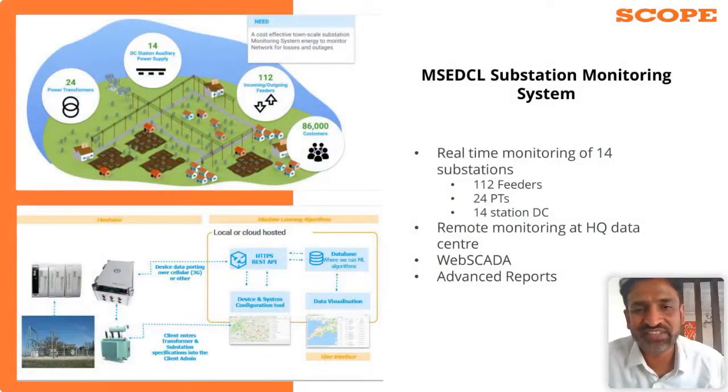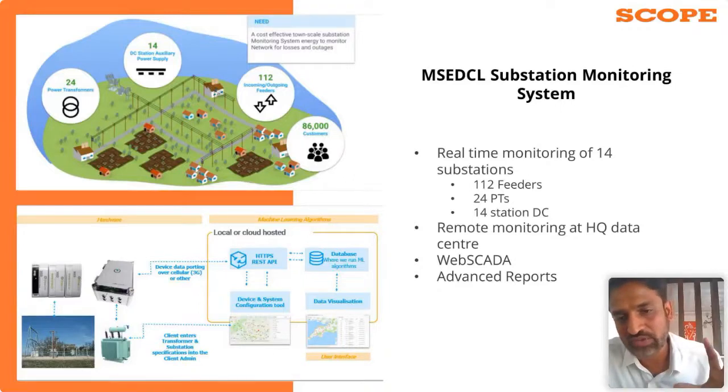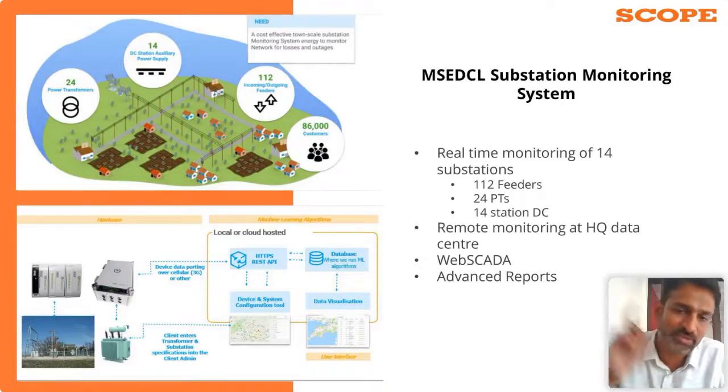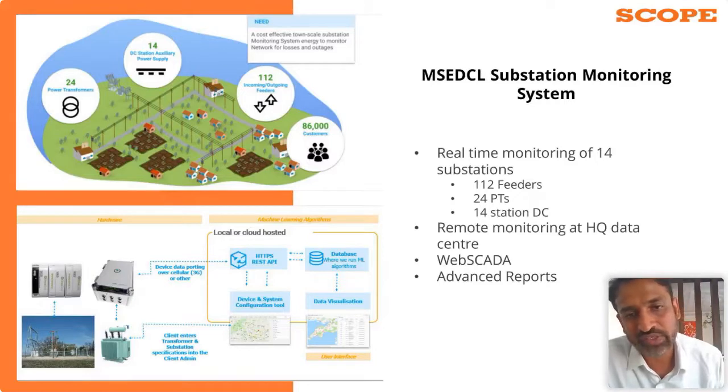Then for MSCDCL, we have given the IoT system. Here we have installed, for the DISCOM, a complete system of monitoring and control of a particular substation, where I have installed the RTU or FRTU, collecting the data from the breaker. I have also collected data from the transformer: we are monitoring the transformer oil temperature, winding temperature, and the complete transformer monitoring system. All this data is connected to the RTU, and the RTU sends the data to the control center where we have installed our SCADA system.